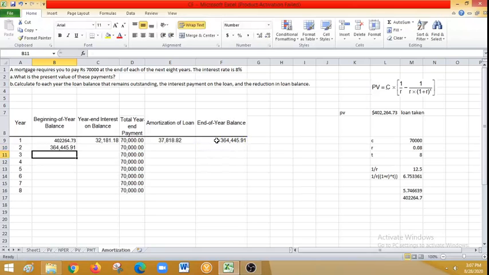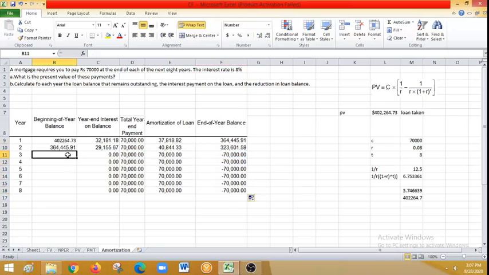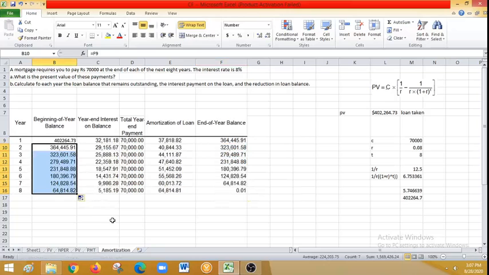That's all. Clear? Fine. Already there is a formula. I am just going to type this and drag it. Okay. I am doing nothing, just dragging. Fine. You can see here, every year the balance changes. The year end balance of the previous year will become the beginning balance for the next year.